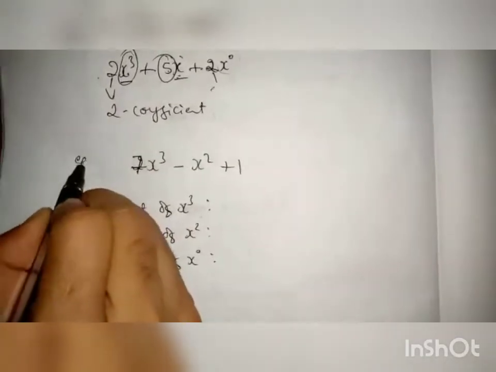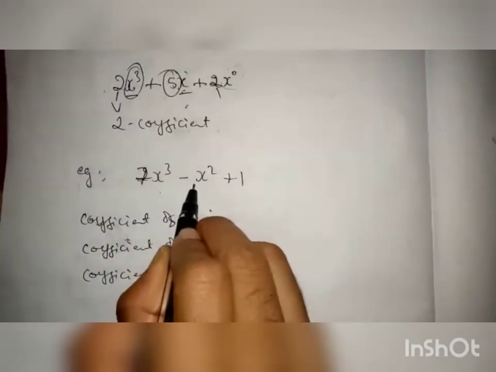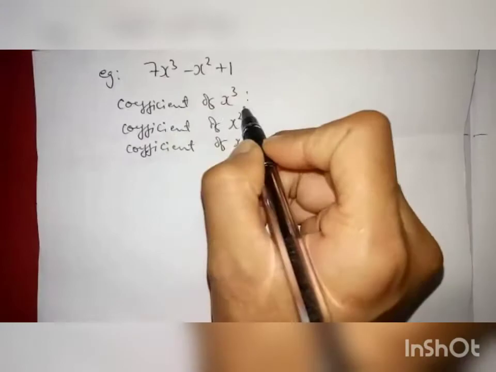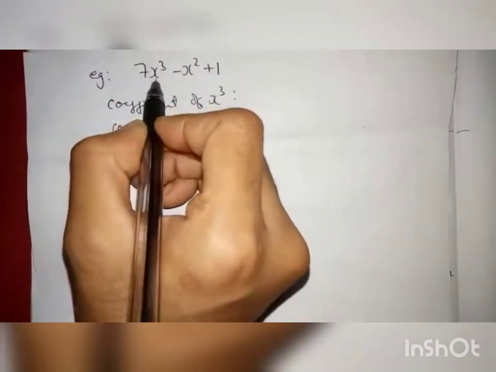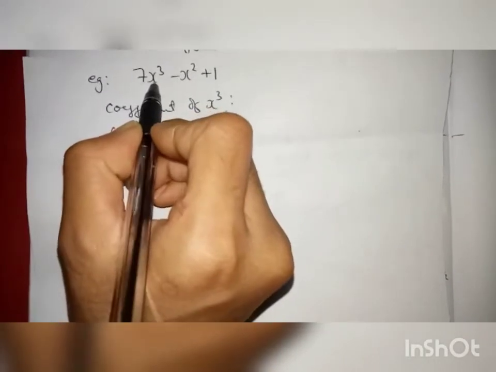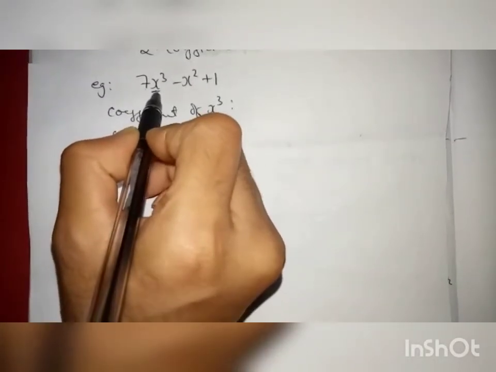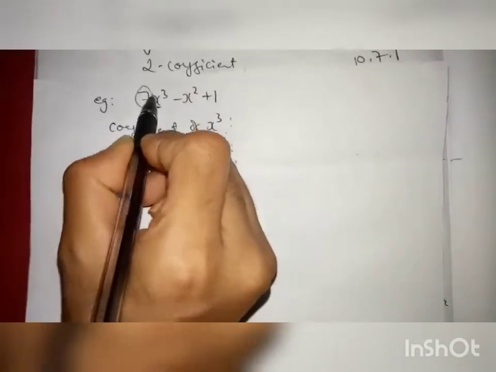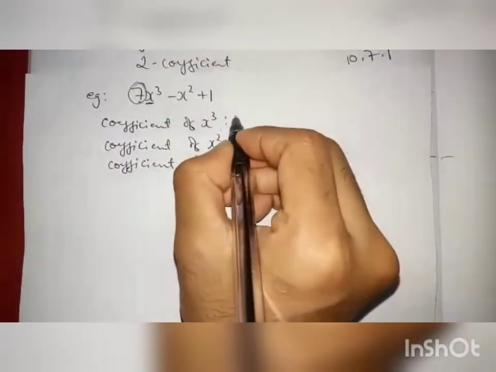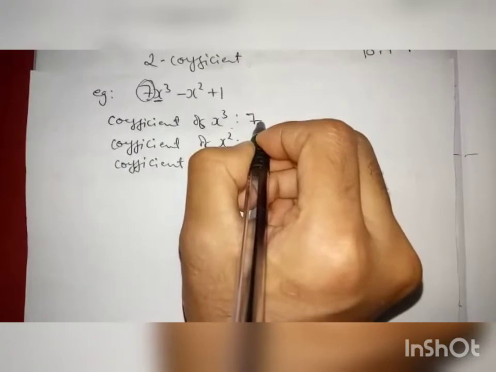Let me take one more example here: 7x cube minus x square plus 1. In this example, what is the coefficient of x cube? You have to write the constant together with that variable. If x cube is the variable, the constant along with it becomes the coefficient. So x cube's coefficient is 7.